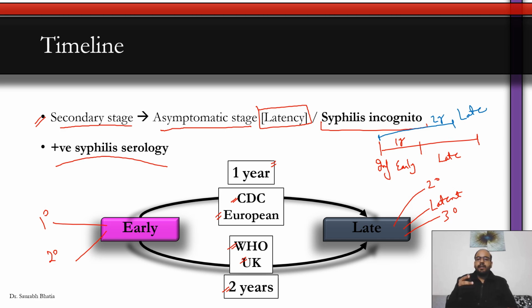Okay. The distinction between early and late is such that in early syphilis, a single shot of penicillin is okay, while in late syphilis, 3 shots are required 1 week apart. And that is why we need to know the distinction between early and late, so that we know whether we should give 1 shot of penicillin or 3 shots of penicillin. Okay. That is why the distinction is there. Let's move forward.